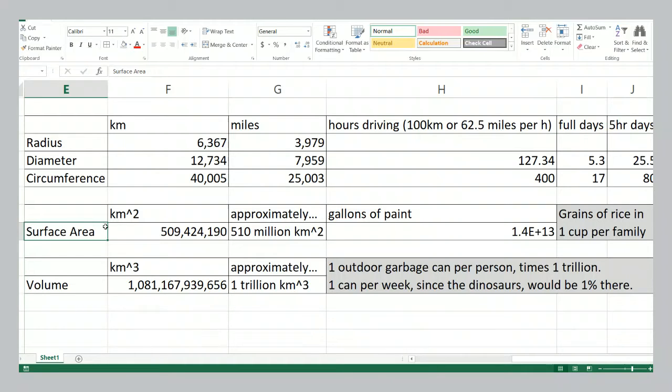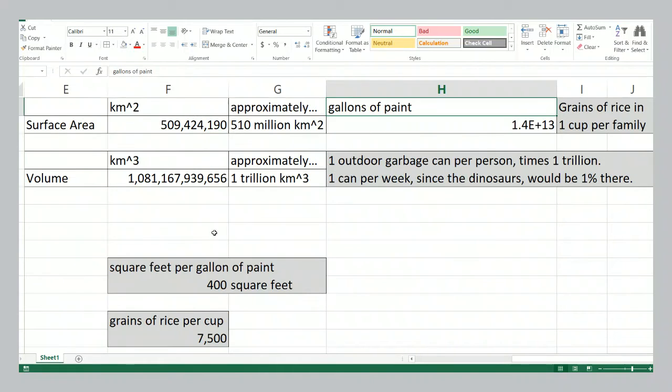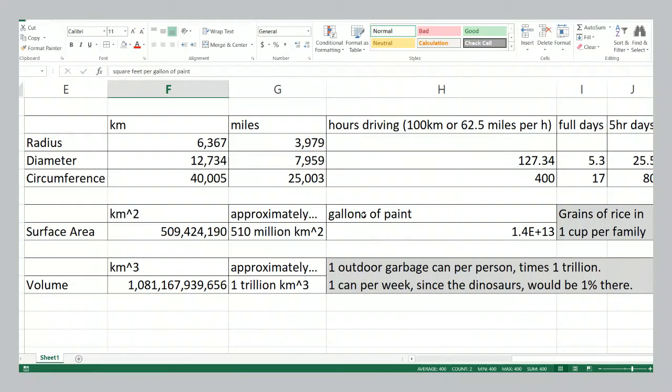Well, the surface area of the Earth is approximately 510 million square kilometers. Okay, that's a big number, doesn't really tell you much, right? So if we have to paint it, how much paint is that? I'm approximating that a gallon of paint can cover about 400 square feet, and a gallon of paint is a typical paint can. It's not the small ones, it's not the huge ones. You imagine a paint can for painting ceilings or walls. It's a gallon of paint.